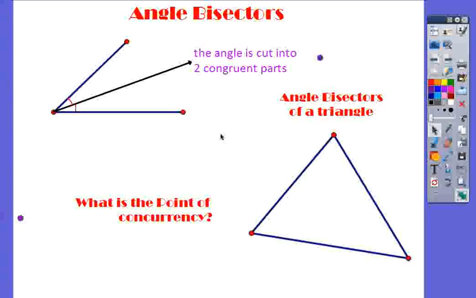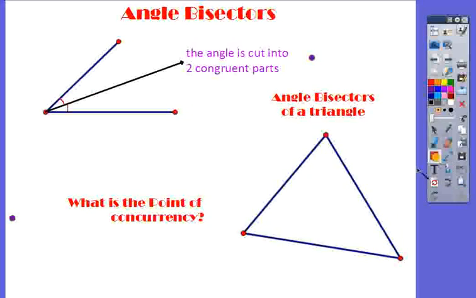This concept can be applied to a triangle, and we can draw an angle bisector from each vertex of the triangle. These are the angle bisectors of the triangle. It is also an example of concurrent lines. Remember, concurrent lines are three or more lines that intersect at one point.